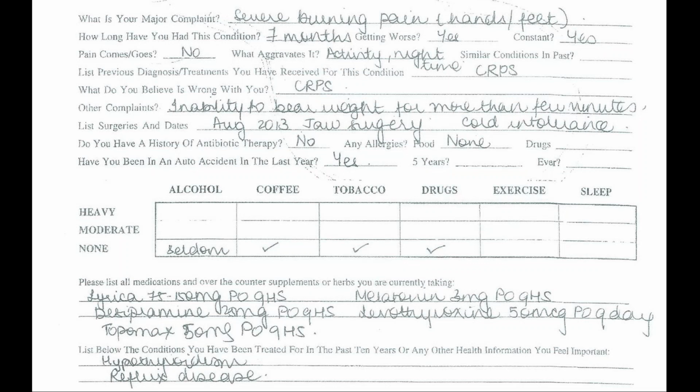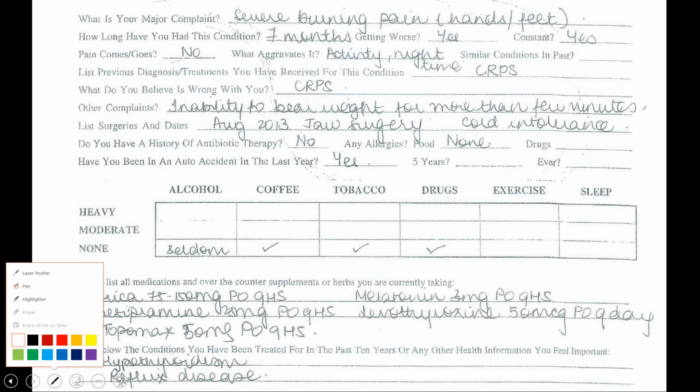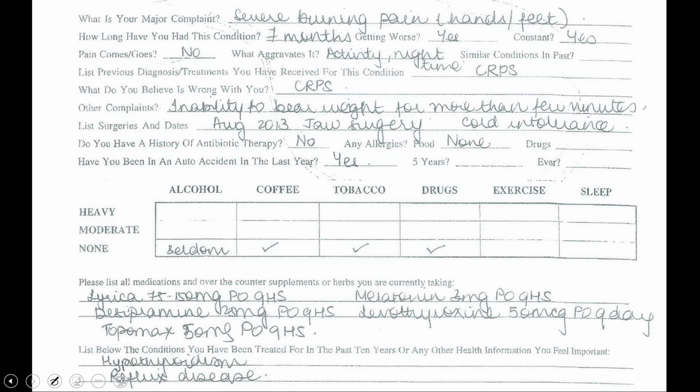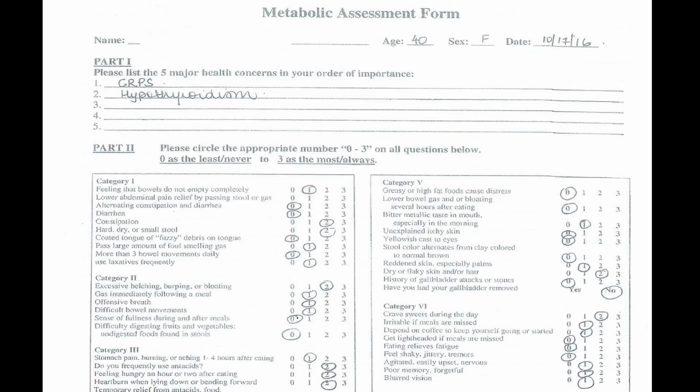Okay, so here's what she filled out. Let me get my ink going here. All right, so severe burning pain. She's on Lyrica, and she's on levothyroxine. She's on a whole bunch of stuff here. She also has reflux disease and so on and so forth. And she filled these things out.